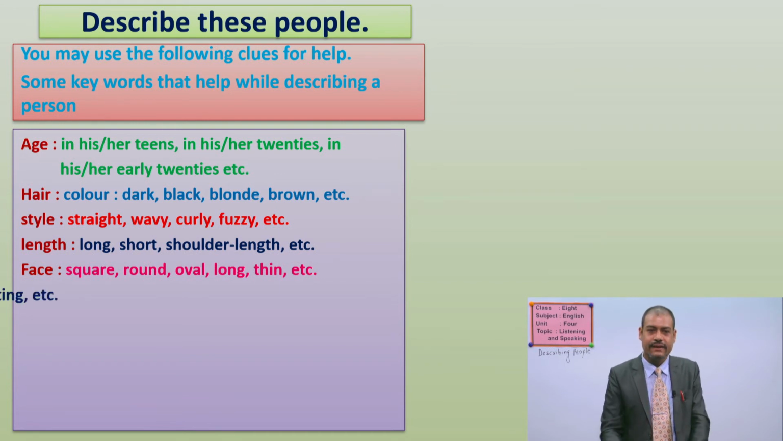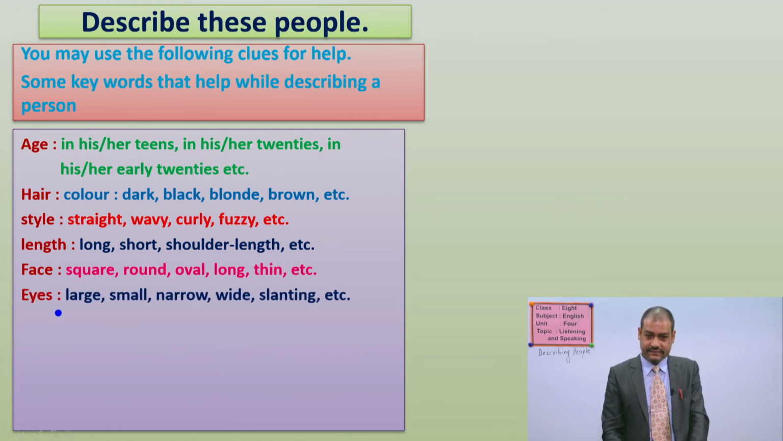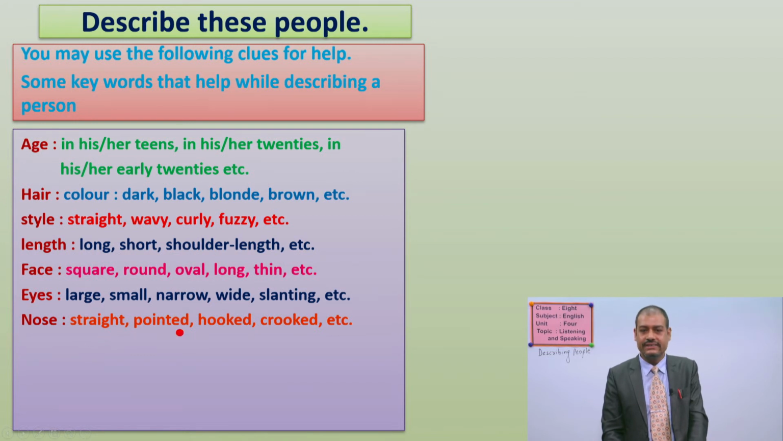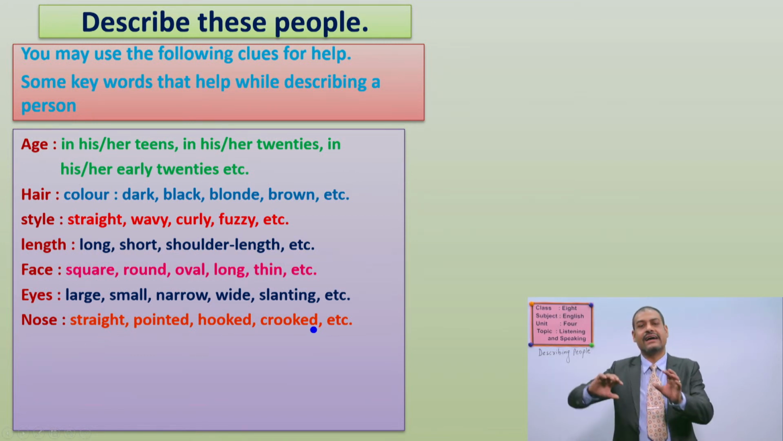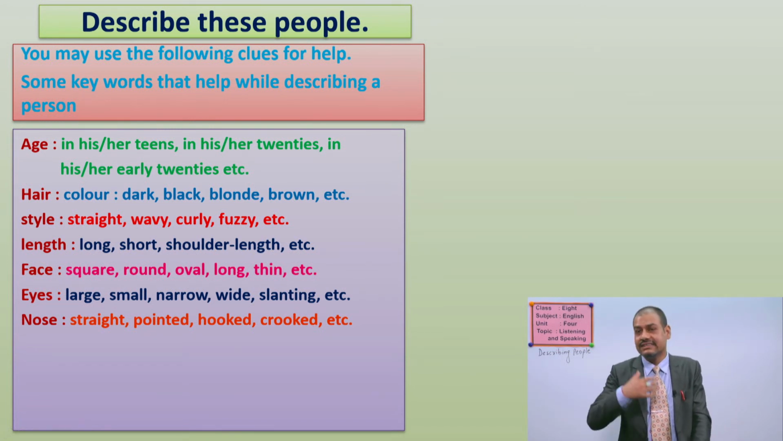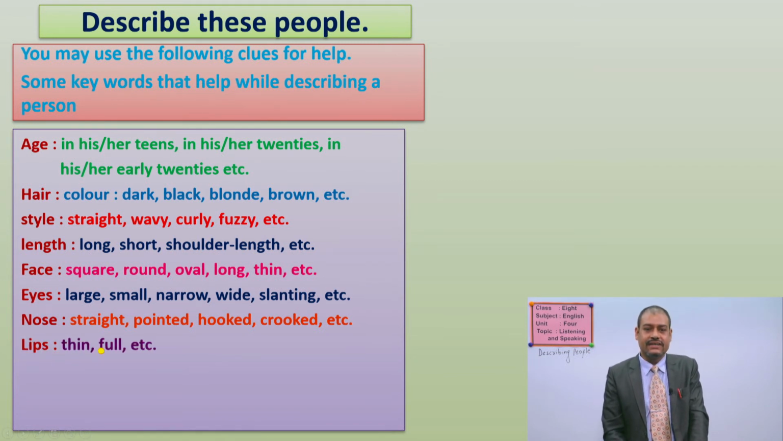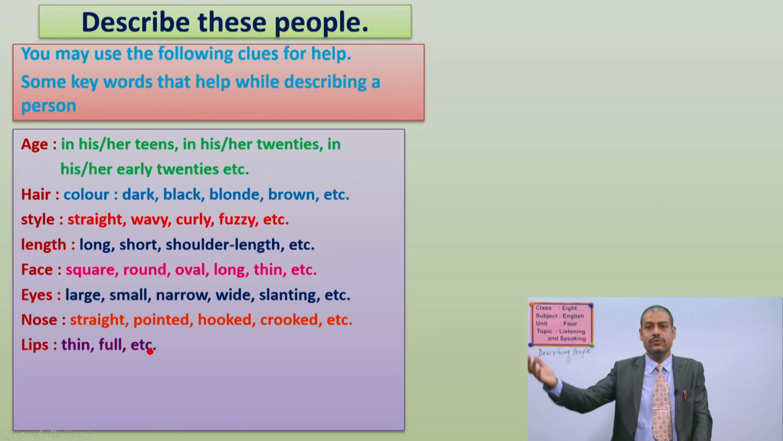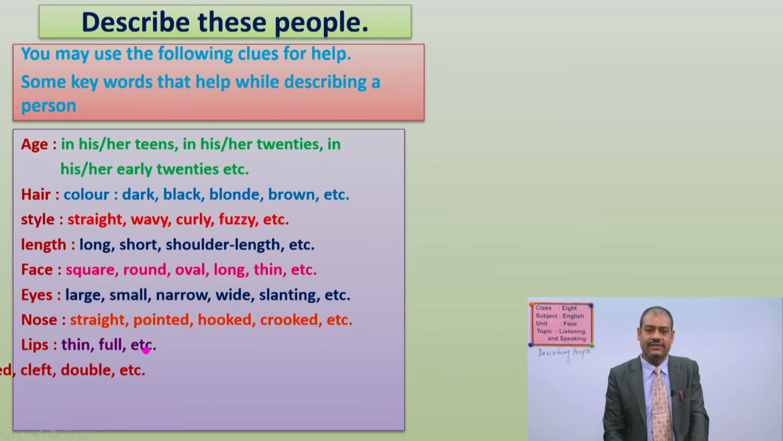All right. Then eyes. So you can use large eyes, small eyes, narrow eyes, wide eyes, slanting eyes, and I have shown you some others. See, nose: straight, pointed, hooked, crooked, and there are some other terms also, which you can search and use, okay, in your daily life. Lips. Lips can be thin, full, and there can be other words which you can search later, okay?